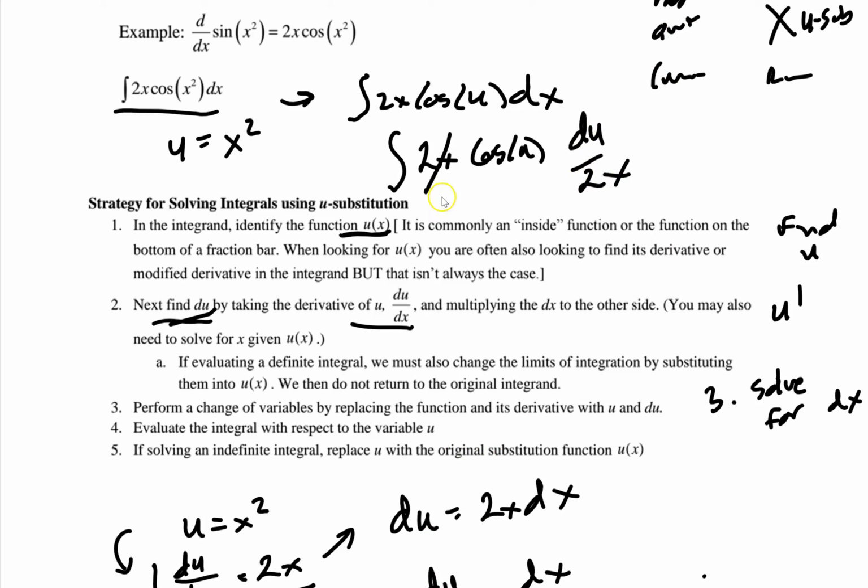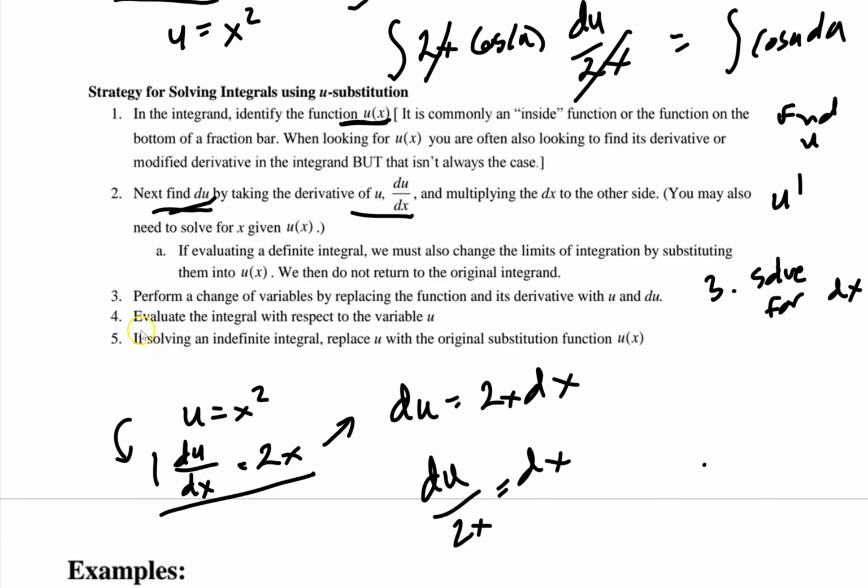And then look what happens. The integral of cosine u du. And that you can integrate. So that's step 4. Actually integrate the thing.